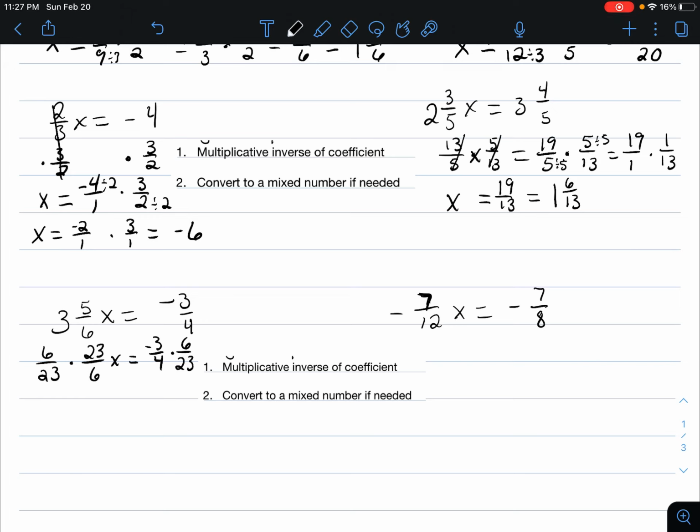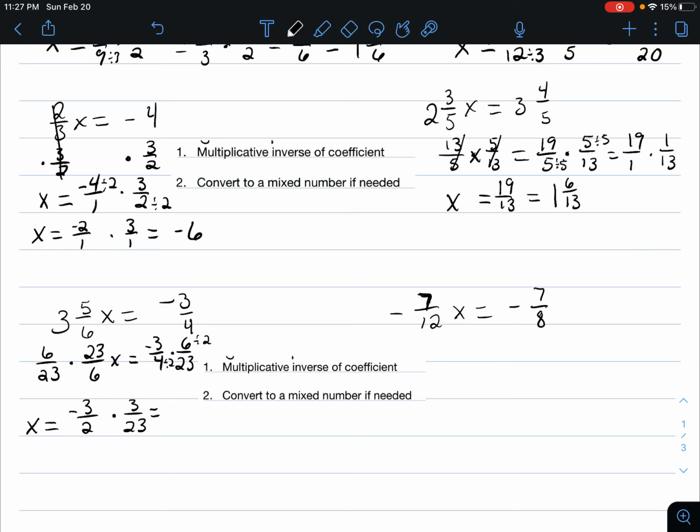Okay, negative 3 and 23 do not share a common factor. However, 6 and 4 do. You can divide both those by 2. So that leaves us with x is equal to negative 3/2 times 3 over 23.